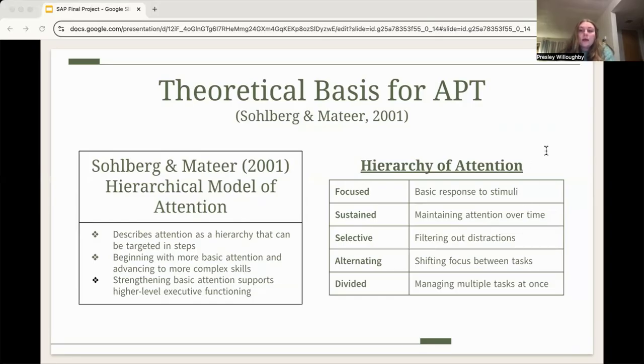The model proposes that higher level attentional skills depend on mastery of the lower level ones. This hierarchy forms the basis for APT's structured approach, which systematically rebuilds attention from the bottom up. This theoretical foundation supports the idea that improving basic attention can help restore higher order executive functioning, which aligns with the client's needs.